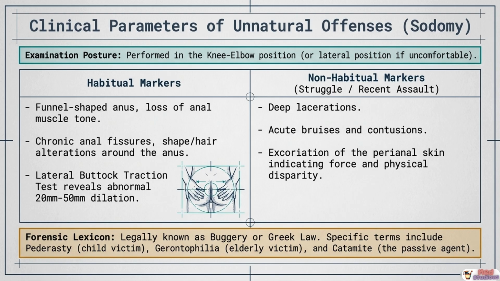Non-habitual markers are findings consistent with recent forceful penetration without chronic history. These include deep lacerations, acute bruising and contusions, and excoriation of the perianal skin, all suggesting recent forceful assault with significant physical disparity between perpetrator and victim. The forensic lexicon for this area includes specific terminology. Pederasty refers to anal penetration of a child victim. Gerontophilia refers to an elderly victim, and catamite refers to the passive recipient of the act.